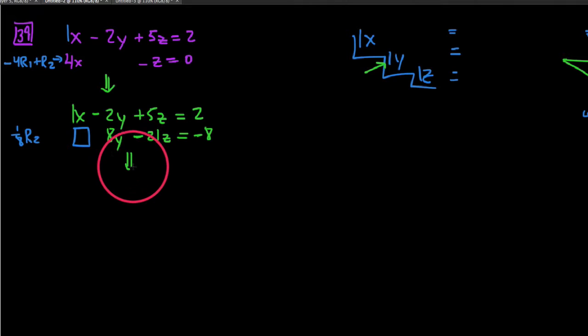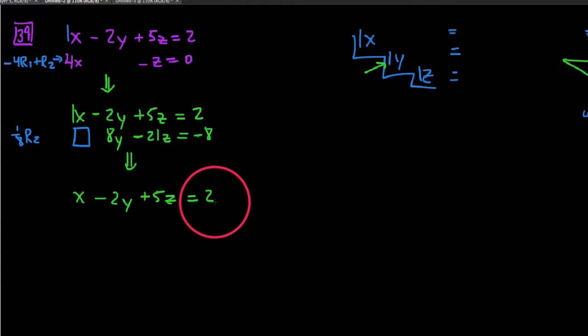And again, we produce a new row equivalent system where the first row is now the same thing because we have a leading 1 there already. The second row now is going to become 1/8 of 8, which is 1, so 1y. That's what we wanted, a leading 1. But I also have to say that this is negative 21 over 8z. And I also have to divide negative 8 by 8, or multiply it by 1/8, however you want to look at it, but I get negative 1.